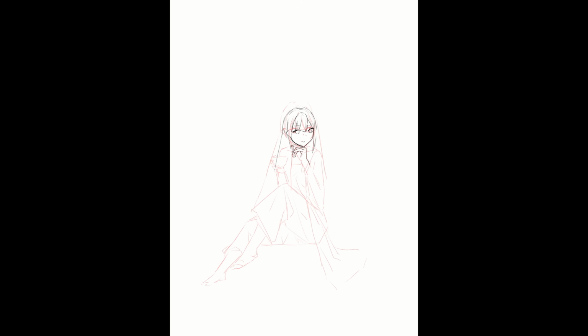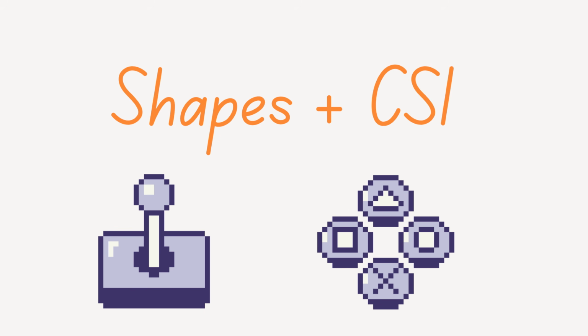When you think about simplification choices, you are training your shape-thinking skills. This skill helps you draw things with a better sense of form. By combining the skills of shape and CSI, you can significantly enhance the sense of form in your drawings. This is how to use this combination.